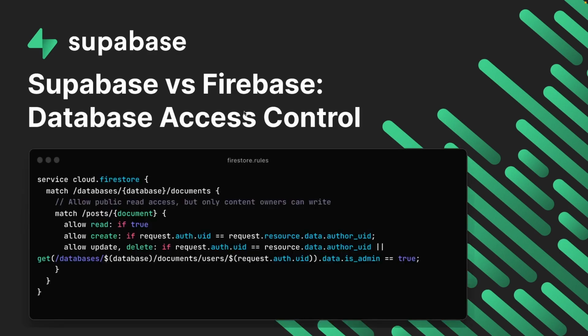If we look here, we can see a really basic rules file for Firestore. And this one just works on posts, which could be for like a blog. We want to allow everyone to read it. And then we want to allow you to create it, as long as your request says that you are the author. But for updates and deletes, we want to either allow the author or an admin to do so.